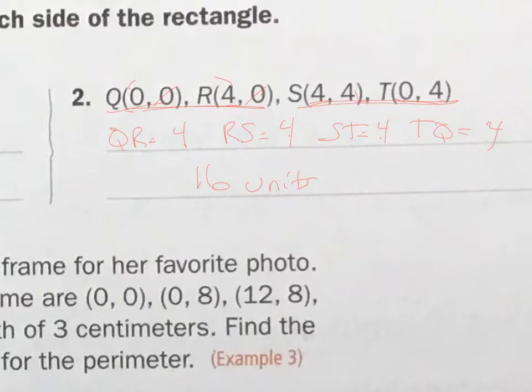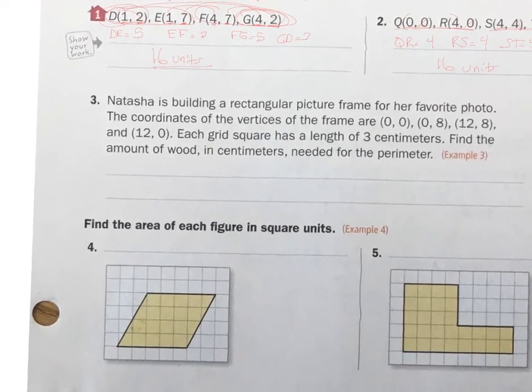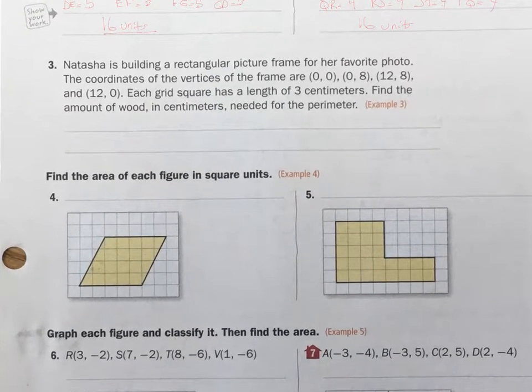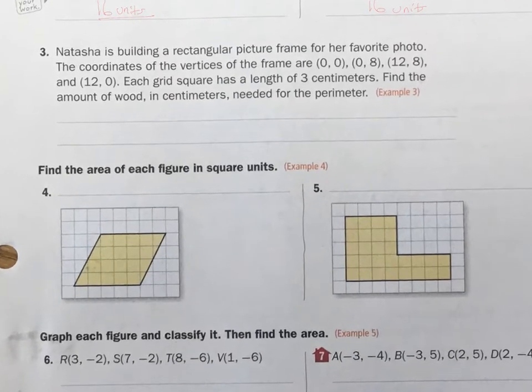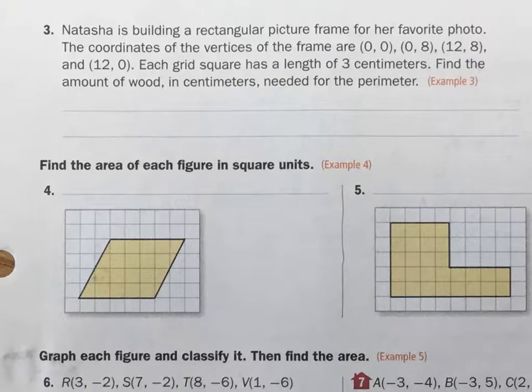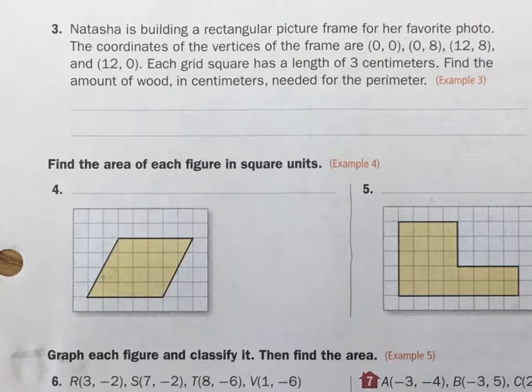Okay, let's go to 3. Natasha is building a rectangular picture frame of her favorite photo. The coordinates are the following. Each grid is 3 centimeters long. So I'm going to find the perimeter and then just times it by 3. And that'll get me the perimeter.